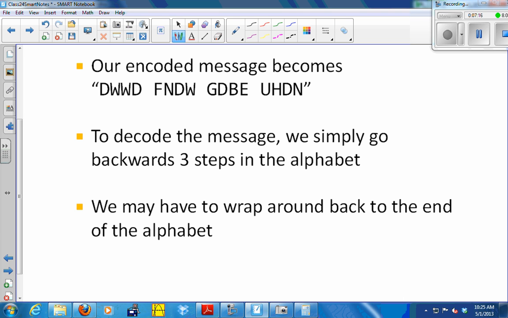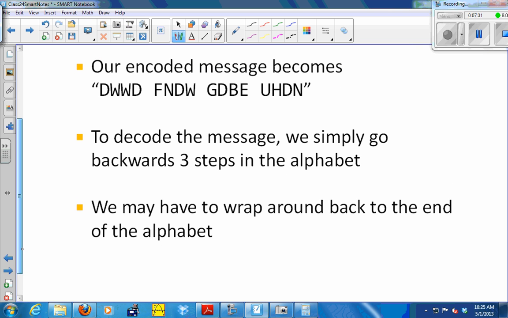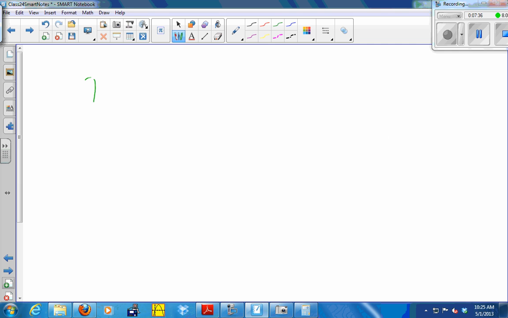So our process to encode was move everything 3 to the right. So to decode, move everything back 3 to the left. So we need to go backwards 3 places in the alphabet. So if we were going to do that, let's just do the first 4, D, W, W, D. 3 letters before D would be A. 3 letters before W would be T. Right? And I'm starting to get my message attack at daybreak back.